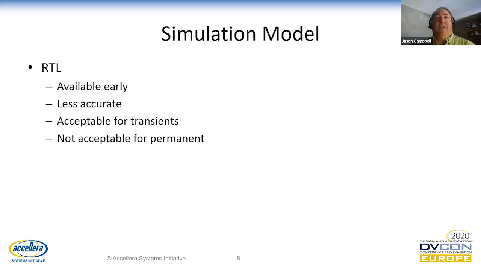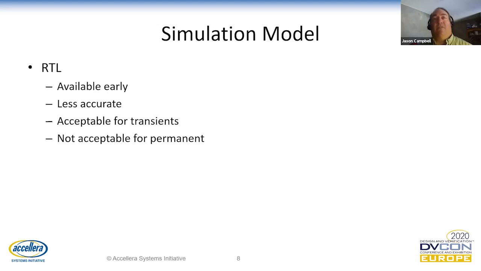We can use an RTL model. It has some advantages: it's available early in the cycle. We haven't gone through gate level synthesis and so on yet. So we have it, and typically it's already running in our design verification group.